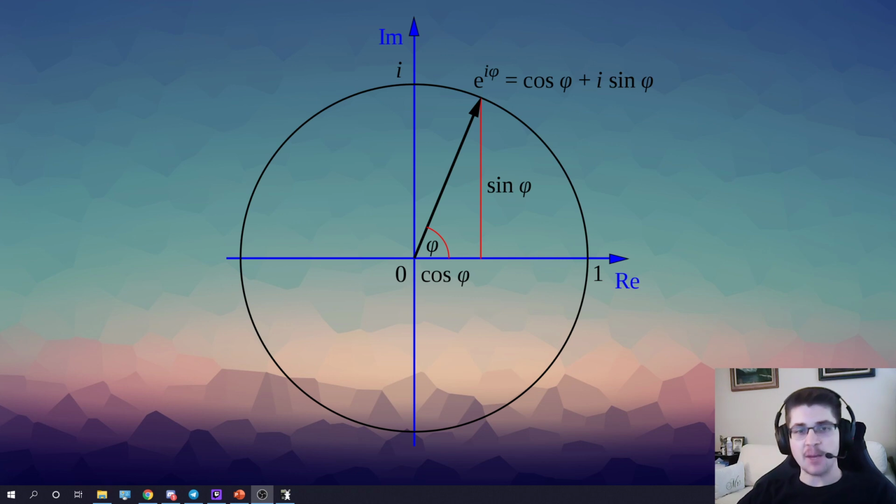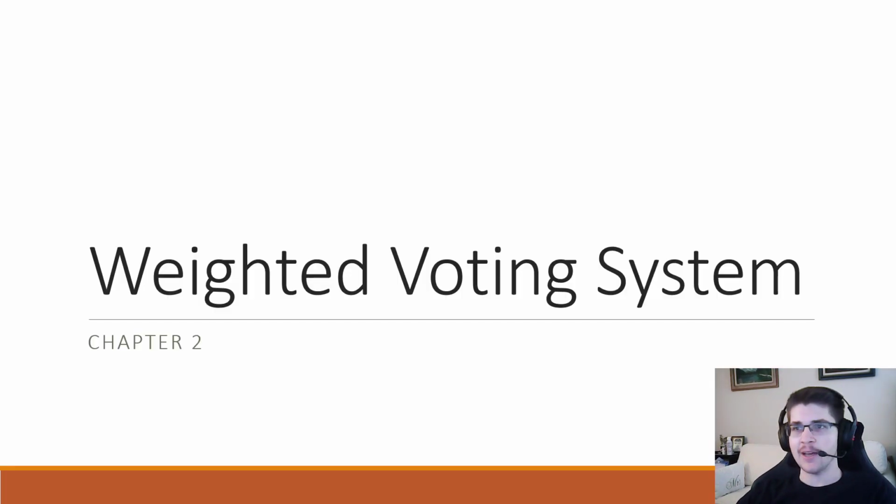The title of Chapter 2 is the mathematics of power, and that's what we're focused on in this chapter. How does the amount of votes each player has in the system affect their power in the system, and what sort of paradoxes can occur in those given scenarios? Let me get the PowerPoint going, and there we go.